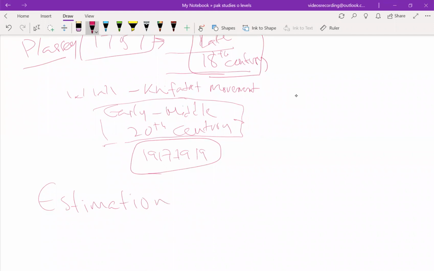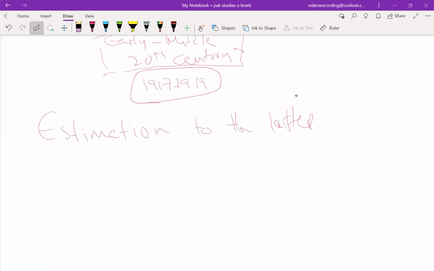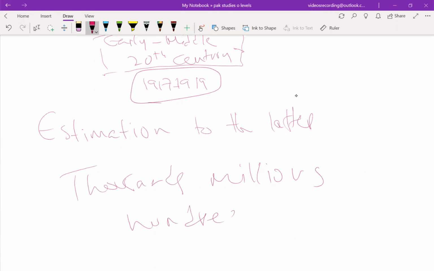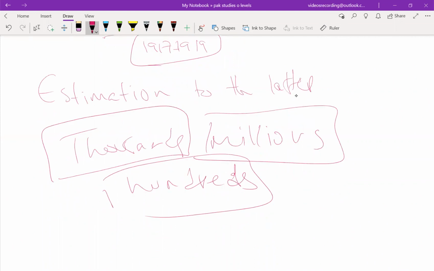You don't have to remember each thing to the letter. Make sure that you know that you can say thousands or millions or hundreds. These general figures, as long as they are correctly aligned with the number that you've just mentioned, you will not be penalized for any wrong. It won't be considered as a wrong answer.